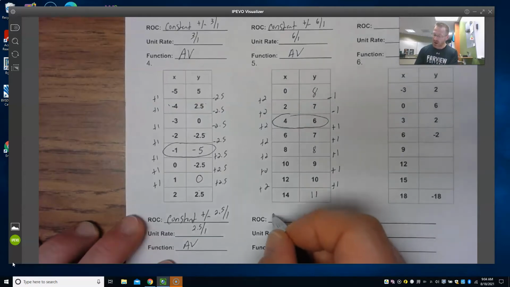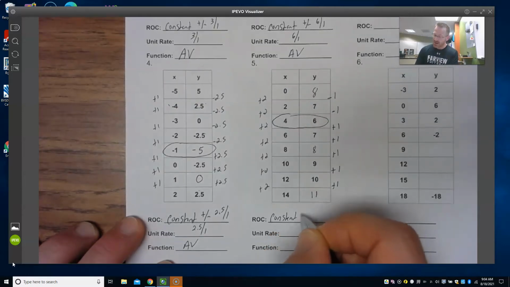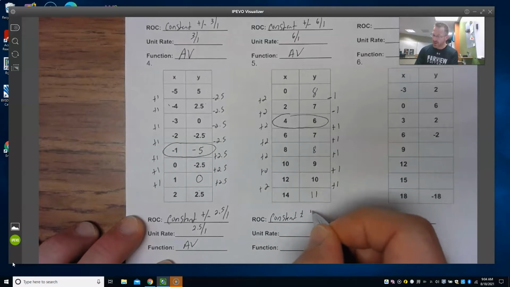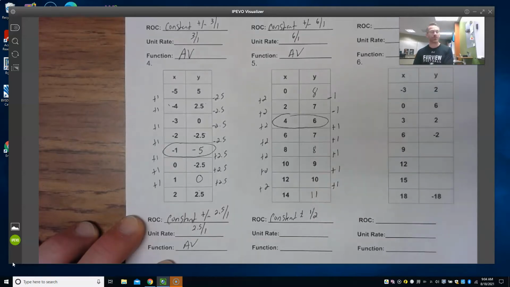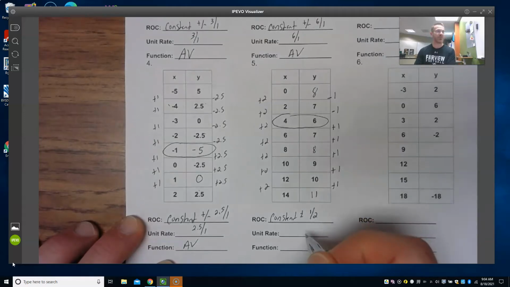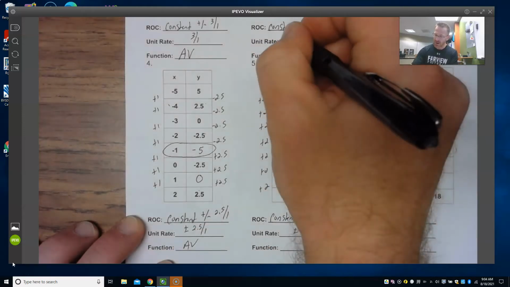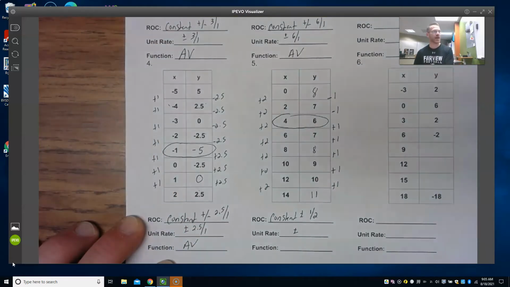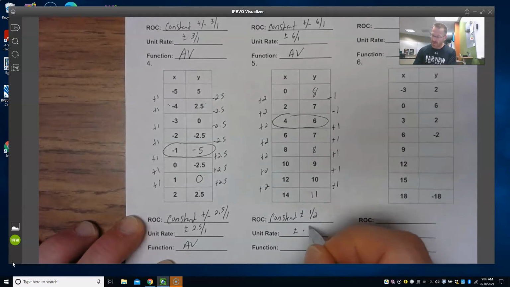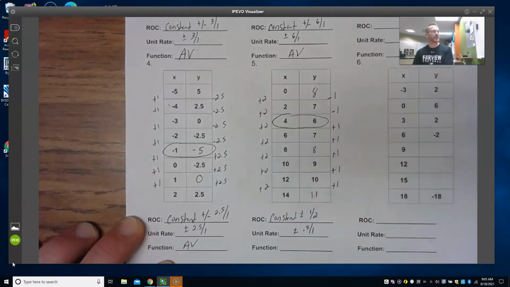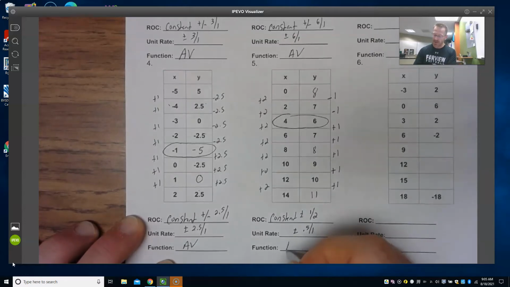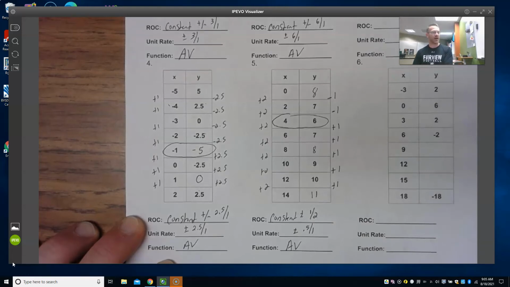So my rate of change, I have a constant of plus or minus 1 over 2. Now my unit rate, if I divide this out, is 1/2, so this is 0.5 to 1. So plus or minus, and I should put plus or minus on all my unit rates here since we're doing that. Plus or minus 0.5 to 1. And once again, that means it's an absolute value.